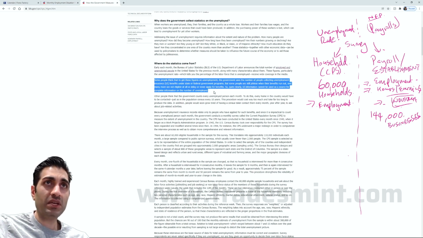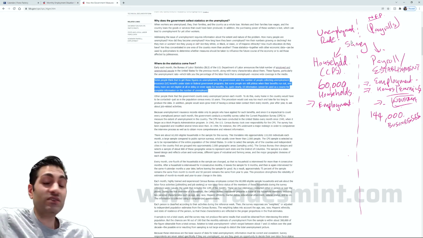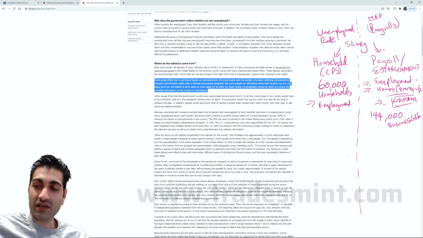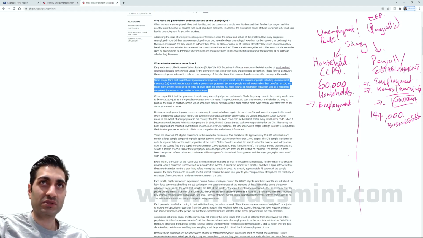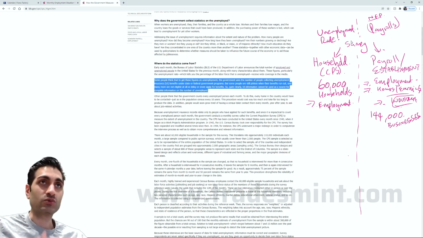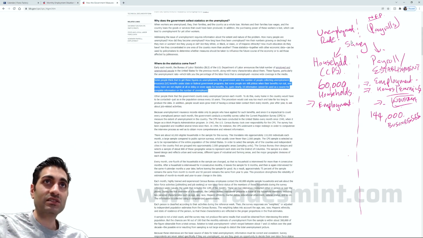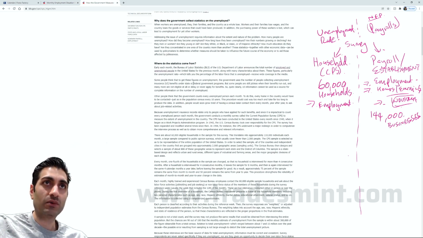It says here, some people think that to get these figures on unemployment, because don't forget, this is the unemployment rate, right? And to be honest, maybe I even thought this 20 years ago when I was a young guy getting into investment banking and people were telling me how important the jobs number was. I probably thought that the government counts all unemployed people, but they don't. So you see here, it says some people think that to get these figures on unemployment, the government uses the number of people collecting unemployment.